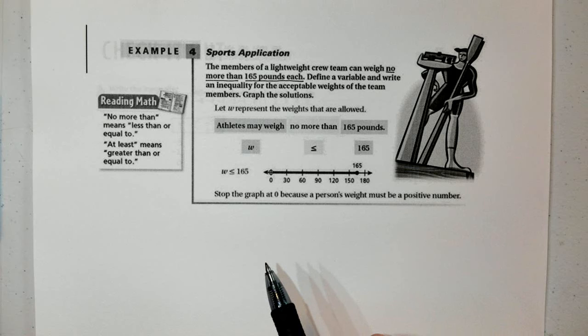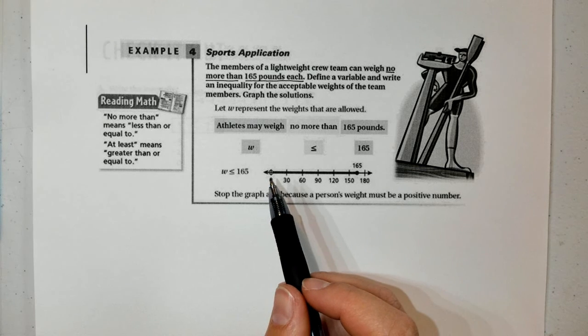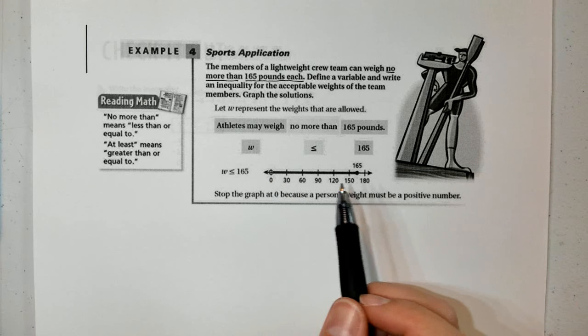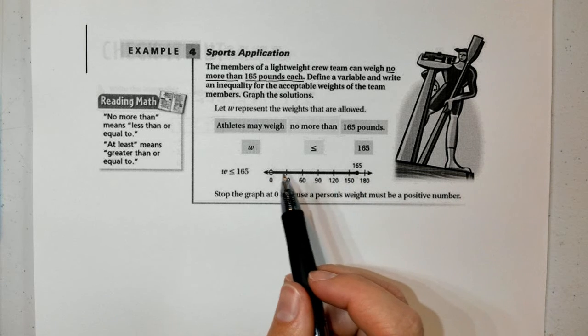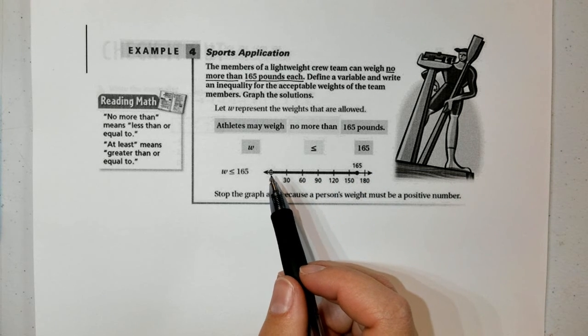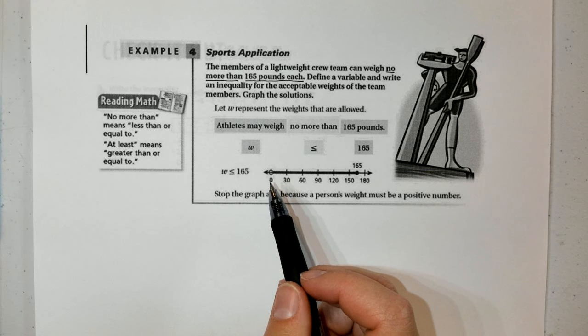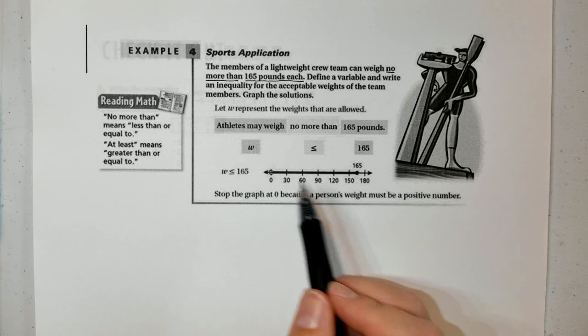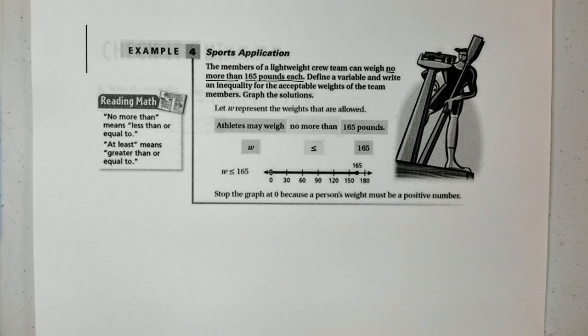So in some real world examples you're going to have a limit on both ends. So the athlete has to be between 0 and 165 pounds. Can't equal 0 because that means that person doesn't exist. They don't weigh anything. So we have an open dot at 0. So it goes from open dot at 0 to closed dot at 165.